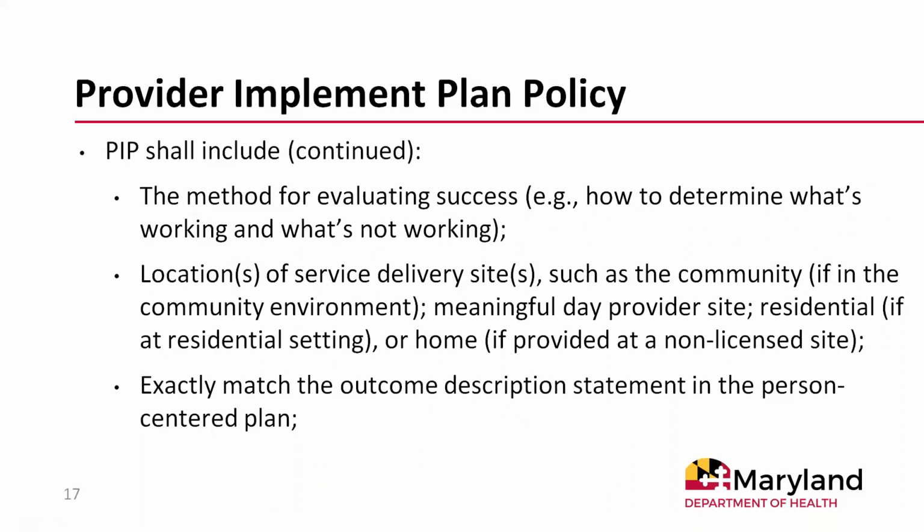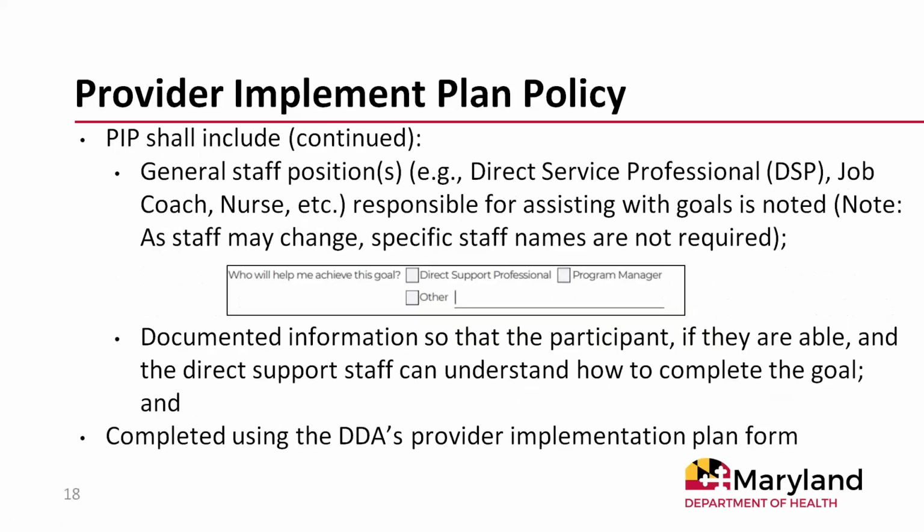It should include the method of evaluating success, how to determine what's working and what's not working. It should look at the location of service delivery, such as in the community, and if it's in a community environment, meaningful day provider site, or residential if at residential setting, or at home if provided at a non-licensed site. It should exactly match that outcome description statement in the person-centered plan. Next slide, please.